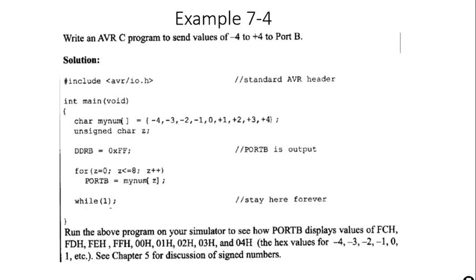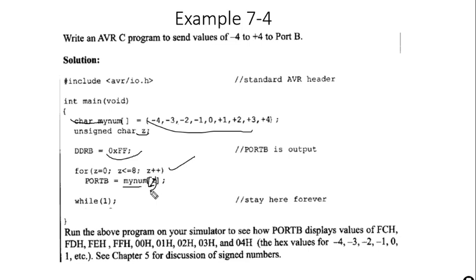Example 7.4. Write an AVR C program to send values of -4 to +4 to port B. Since the values are negative and they are within the range of a character, we declared them as char, and we initialize the values -4, -3, -2 and so on. Port B is configured for output, and then in the loop, the variable unsigned char z is the counter for the loop, and we simply send port B's mynum array with its index as z.